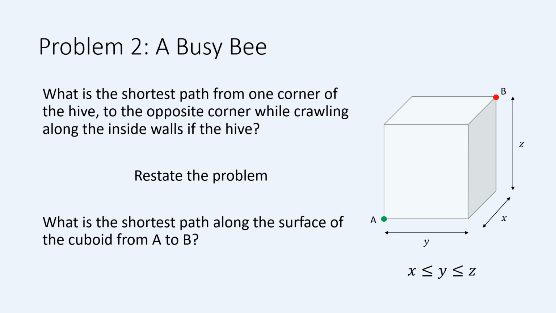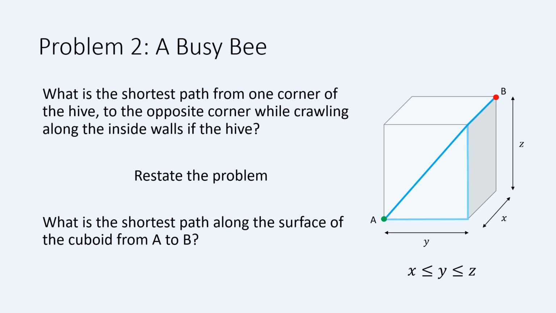We can now try out some different possible paths. For example, we could try going along the edges of the cuboid. This path has a length of x plus y plus z, but it's clearly not the shortest. For example, we could take a shortcut across one of the faces. Maybe this is the shortest, but how can we know for sure?